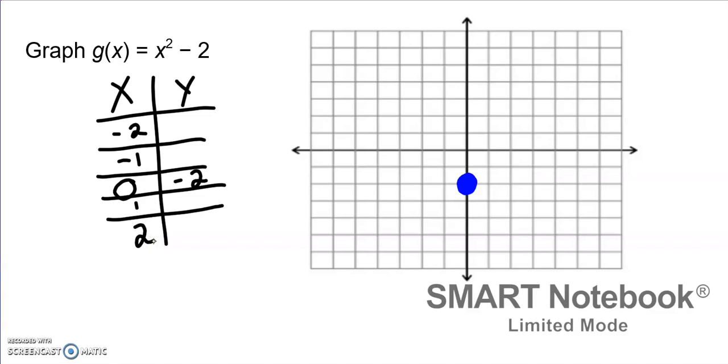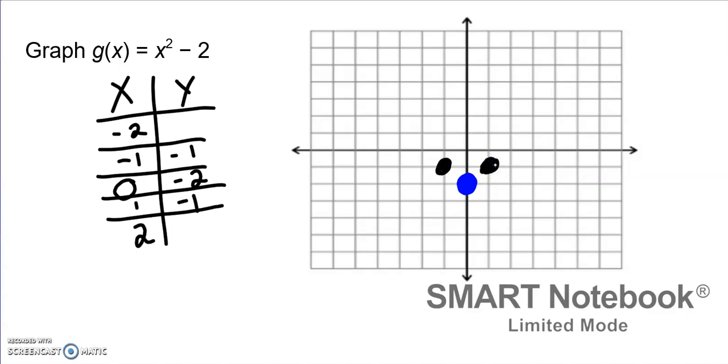Now we only have to work with half of these values because a parabola is symmetrical. So if we choose negative 1 and we plug that in, we get negative 1 squared, which is 1. 1 minus 2 is negative 1. So we're going to have negative 1 right here. And also, if we use 1, it's going to be negative 1 because it's symmetrical.